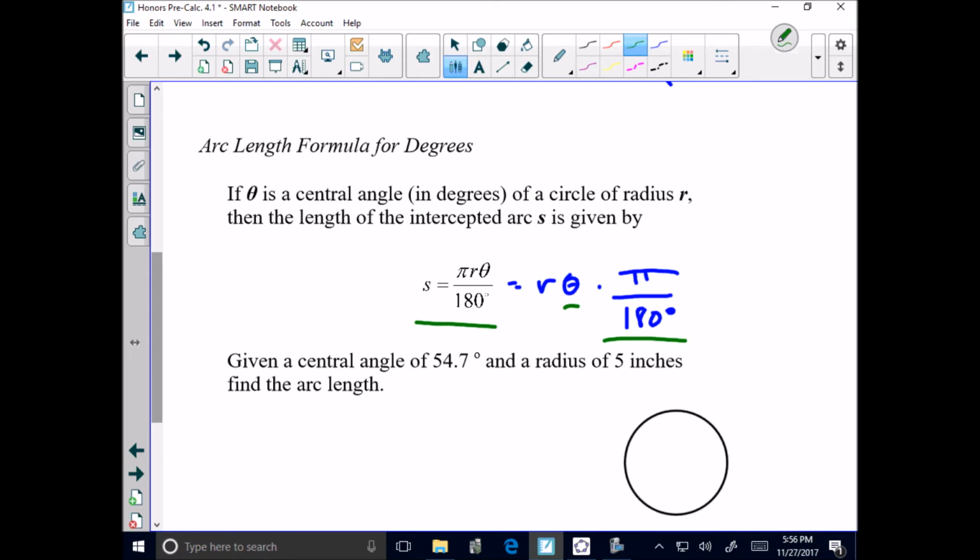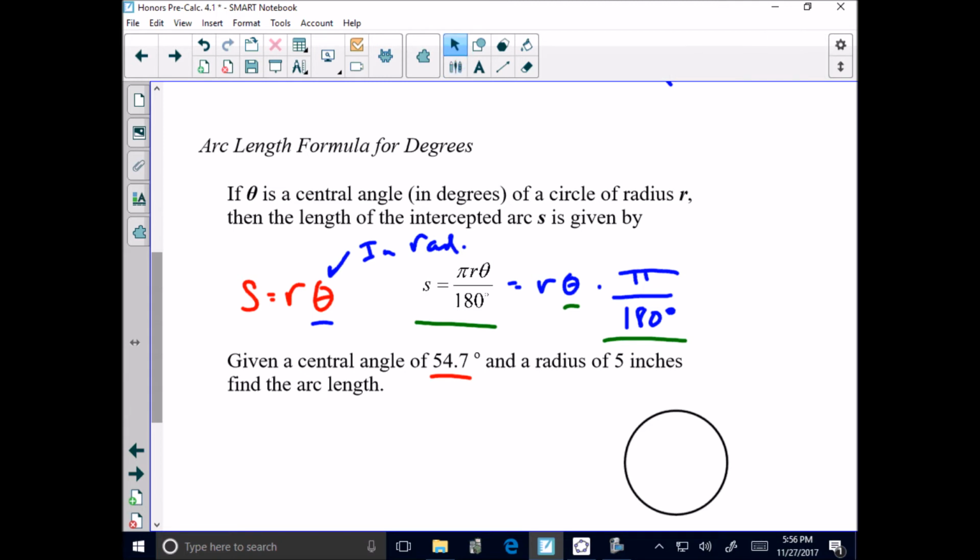So right here, why don't you guys go ahead and pause the video right here. What I want you to do is to convert our angle measure, that 54.7 degrees, into radians, and then go ahead and use the original arc length formula. S, the arc length, equals the radius times the angle measure, where this angle measure right here is in radians. So pause the video right here and give this one a shot.